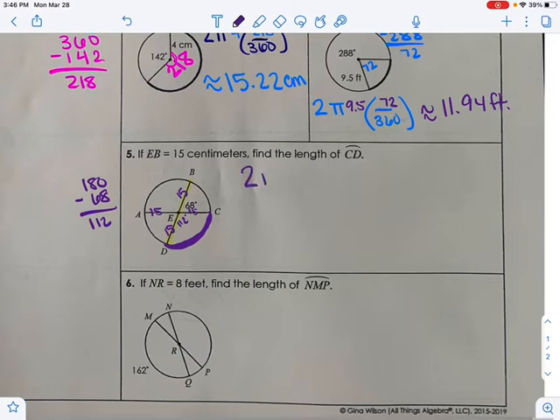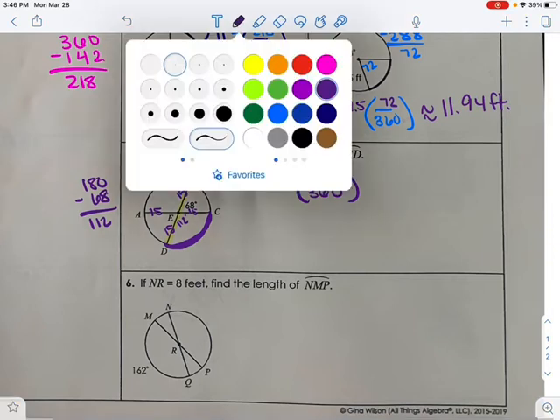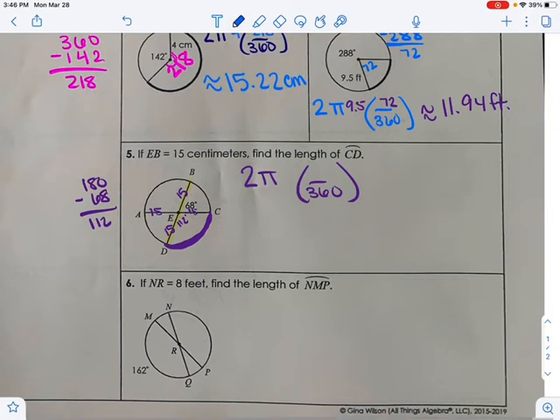So again, 2 pi r x over 360. We can erase out the r and the x. The r is 15, the radius is 15. The angle we just solved for is 112. And again, 2 times pi times 15 times 112, all divided by 360, should get us 29.32 centimeters.